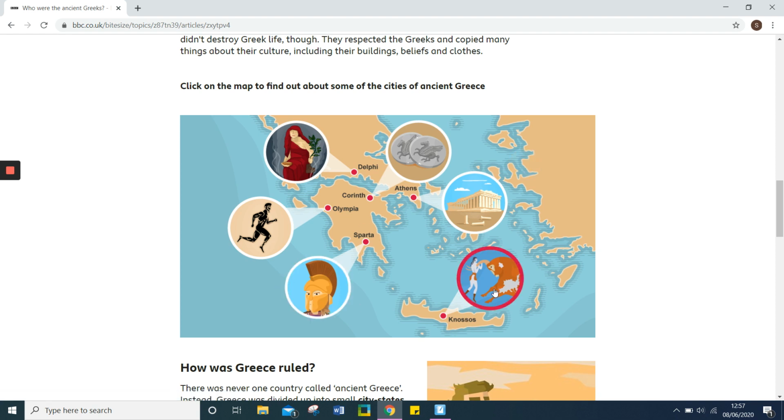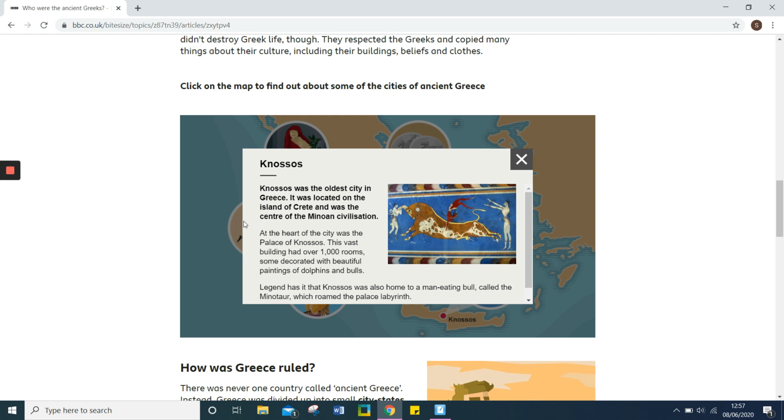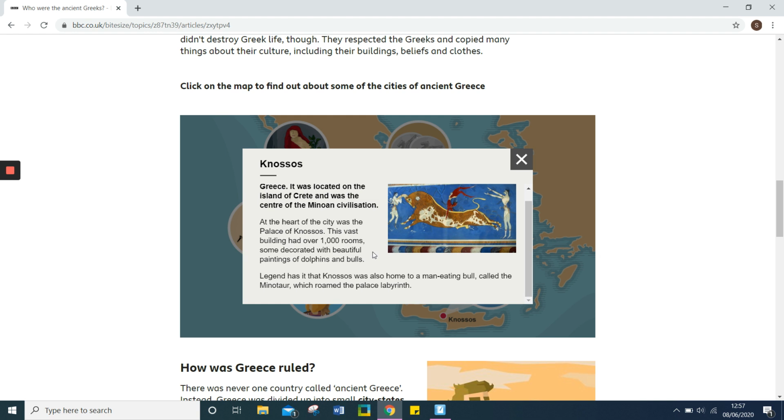Let's take a look at Knossos. Knossos was the oldest city in Greece. It was located on the island of Crete and was the centre of the Minoan civilization. At the heart of the city was the Palace of Knossos. This vast building had over 1,000 rooms, some decorated with beautiful paintings of dolphins and bulls. Legend has it that Knossos was also home to a man-eating bull called the Minotaur, which roamed the palace labyrinth.